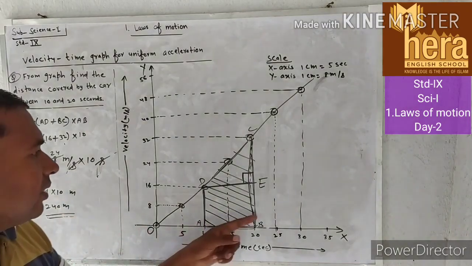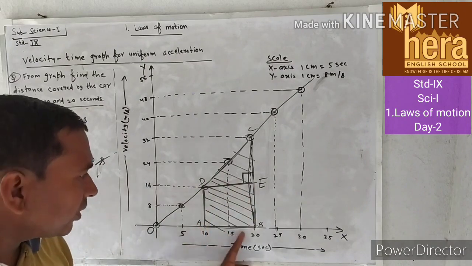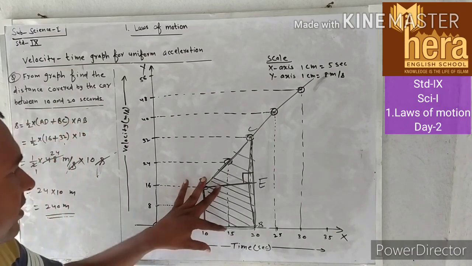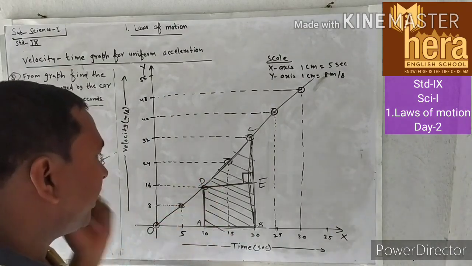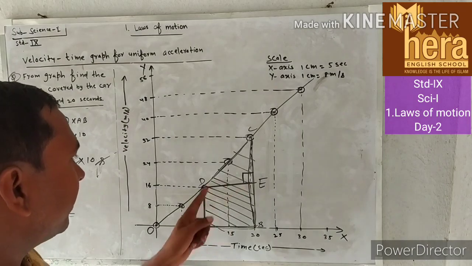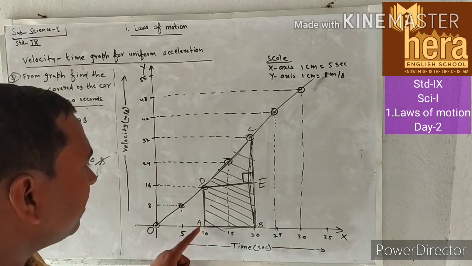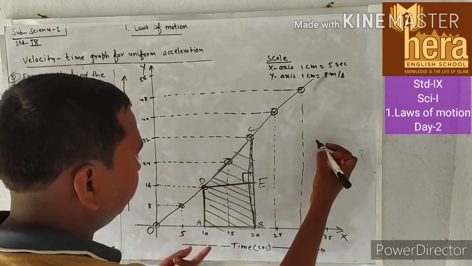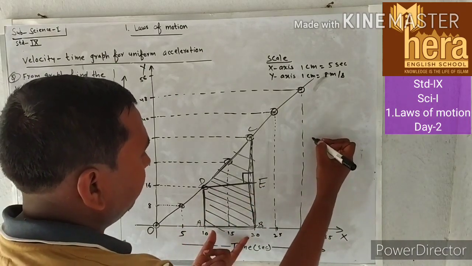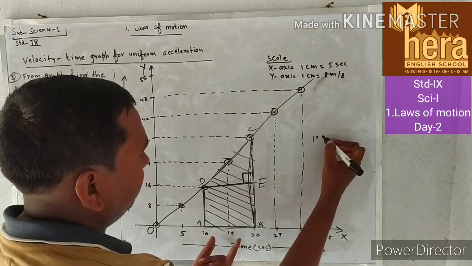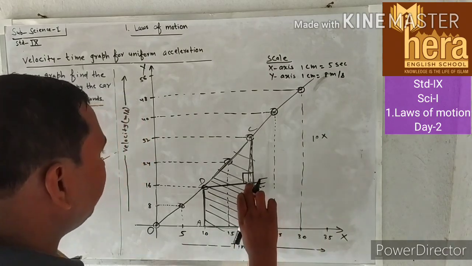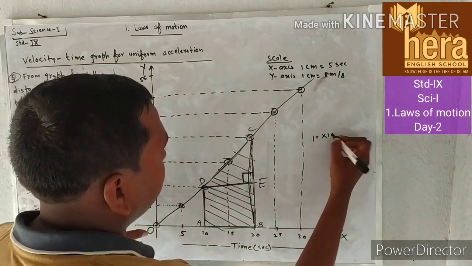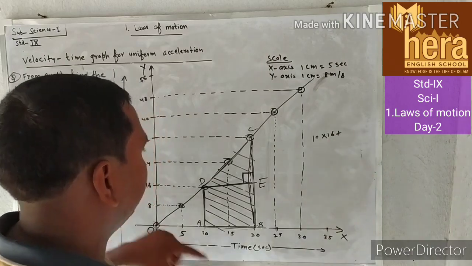So what you have to do? This is the area of rectangle. Length is equal to again 10. L is equal to 10. This is B, this will be equal to 16. So if you find this area of rectangle or square A, B, E, D, this will be equal to 10 into B, and this distance is equal to 16. Okay? Plus, this is a triangle.